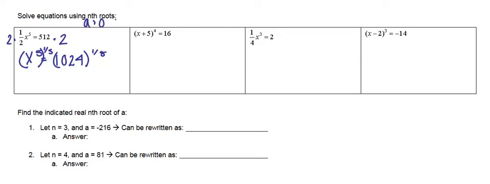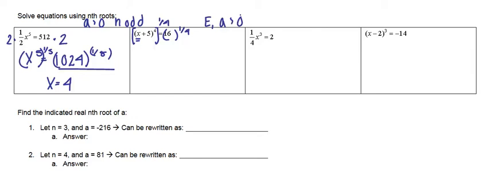So if I'm doing that, I'm going to raise each side to the power of 1 over 5th. 5 times 1/5 gives me 1, so my exponent cancels. Now, I see that my a value is greater than 0 and n is odd. So based on what we wrote right above, I'm going to have 1 real root. And I should see, if I plug 1024 to the power of 1 over 5th into my calculator, that x equals 4.